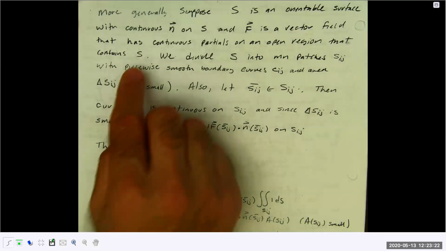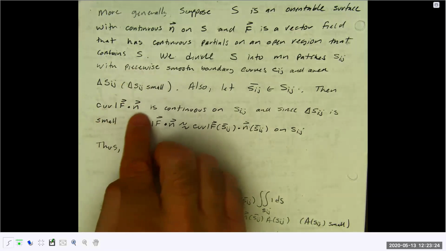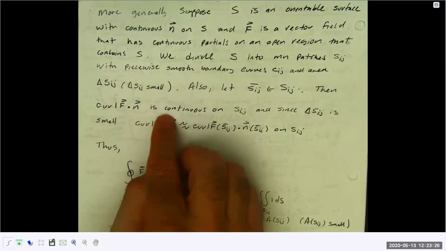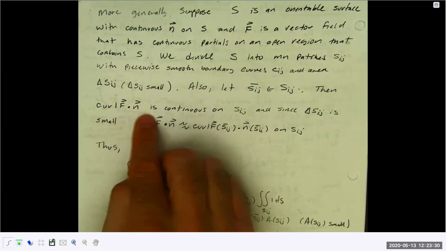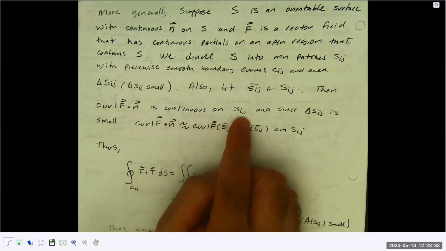Then if we take the curl of F dot n, that's going to be continuous. So the curl of F is continuous and n is continuous, so the dot product is going to be continuous on this patch.